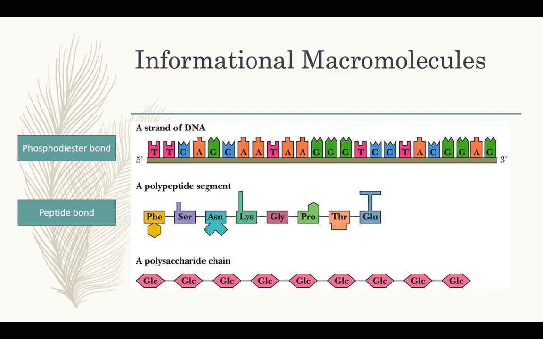Now, moving on to the polysaccharide chain, these are your carbohydrates. The bond between two consecutive glucose units is called an O-glycosidic bond. This is the bond between the anomeric carbon of a saccharide and the O in the hydroxyl group of the alcohol from another saccharide. We'll discuss this further in the following lecture series.